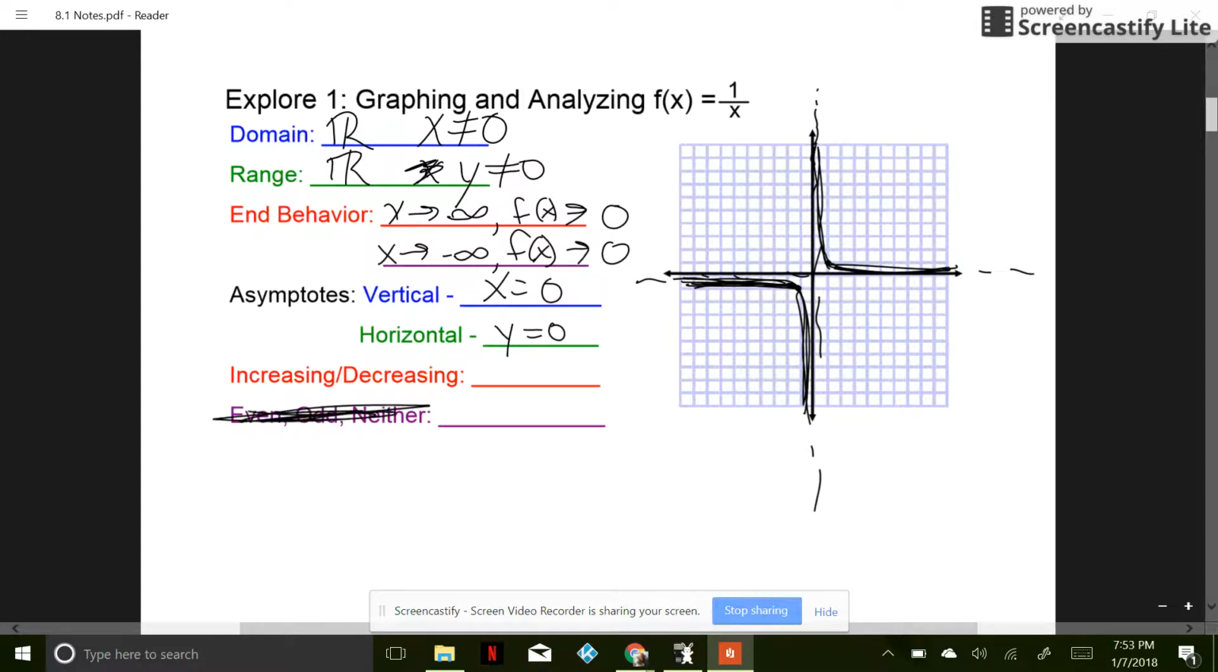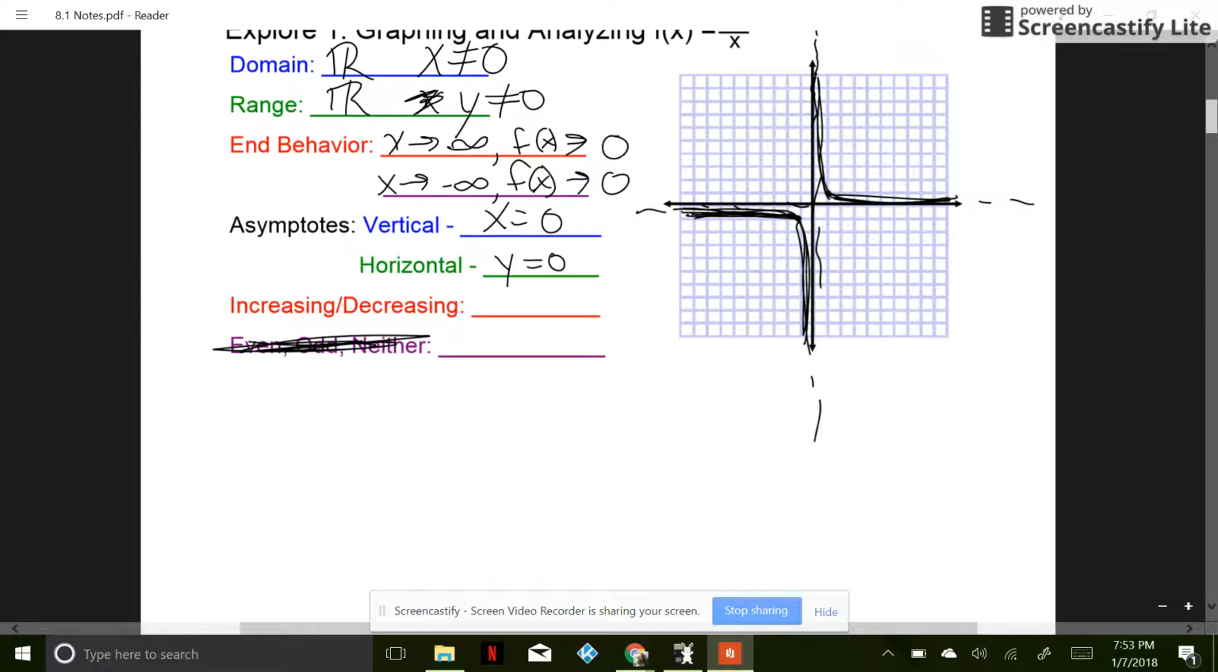We're going to ignore odd, even, and neither. For increasing and decreasing, we're looking at whether the y values are getting bigger or smaller as we move along our graph. Since our graph is kind of disjointed here, if you look on the left side, you notice y values are getting smaller and smaller, which means they're decreasing. The y values are never getting bigger, so they're always decreasing. On the right-hand side of our disjunction, y values are also getting smaller and smaller, so it's decreasing there. So our function is never increasing. The y values are never actually getting bigger.